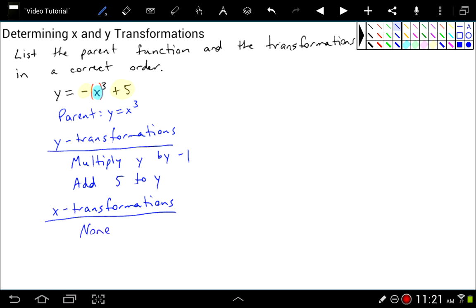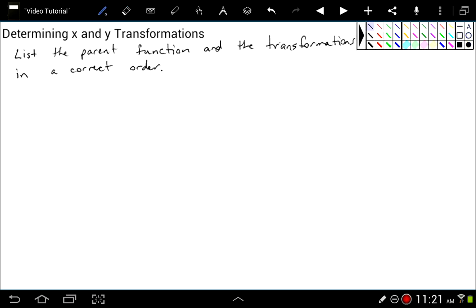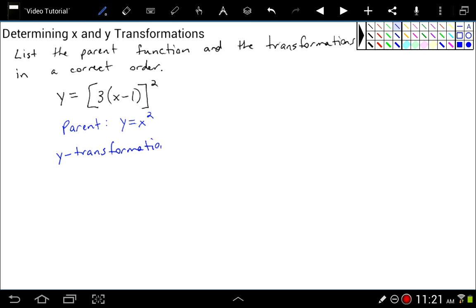Okay? Okay, let's look at one more example. We'll get one more in here. Let's say we have our transformed function of y equals bracket 3 times the quantity x minus 1 bracket squared. The parent function, in this case, is y equals x squared. The y transformations are the arithmetic that's happening outside of the squaring function. Well, everything in this function is squared. So everything here is happening inside the parent function. That means that we have no y transformations.